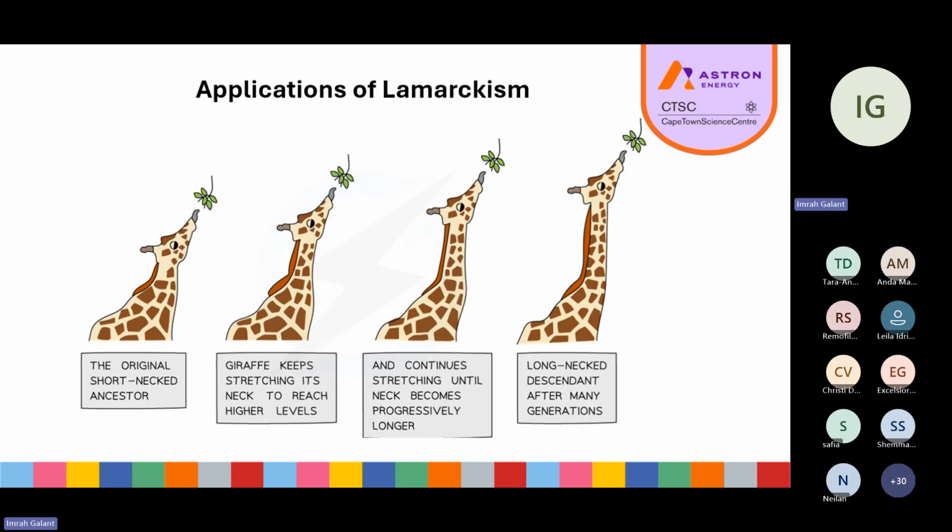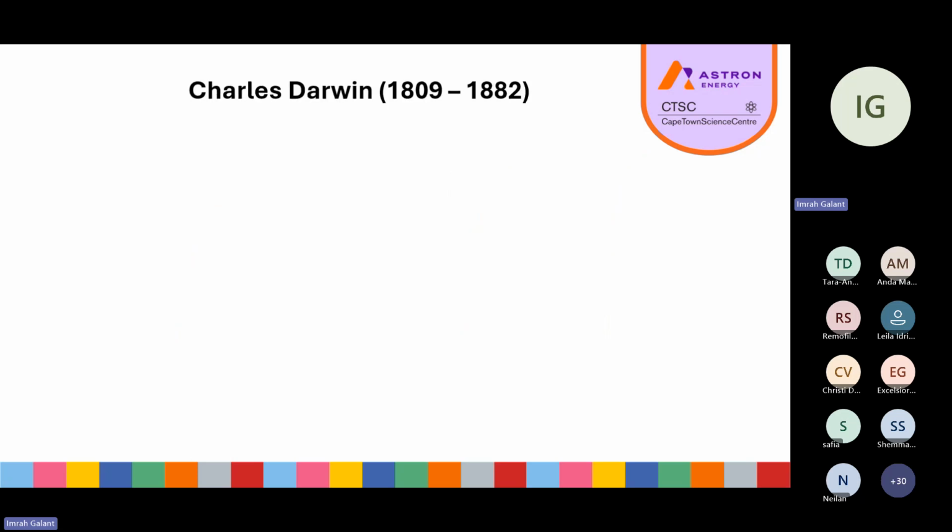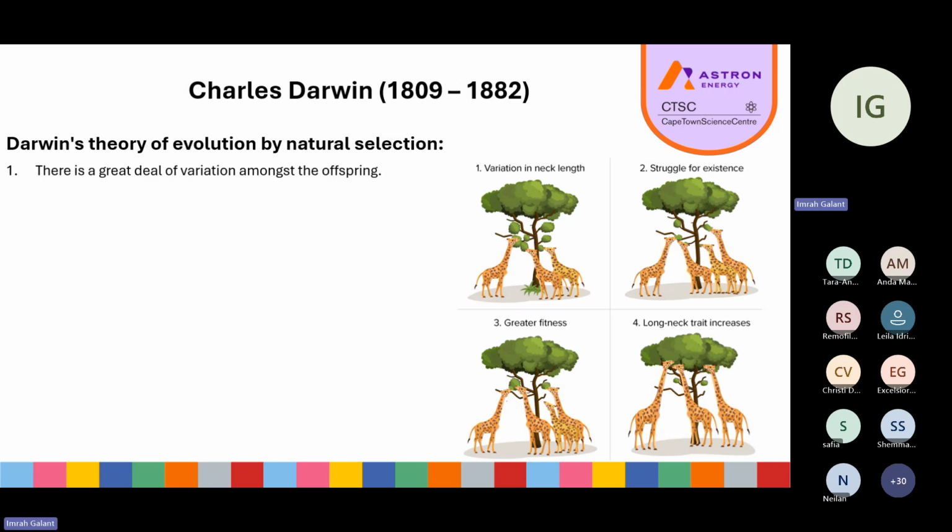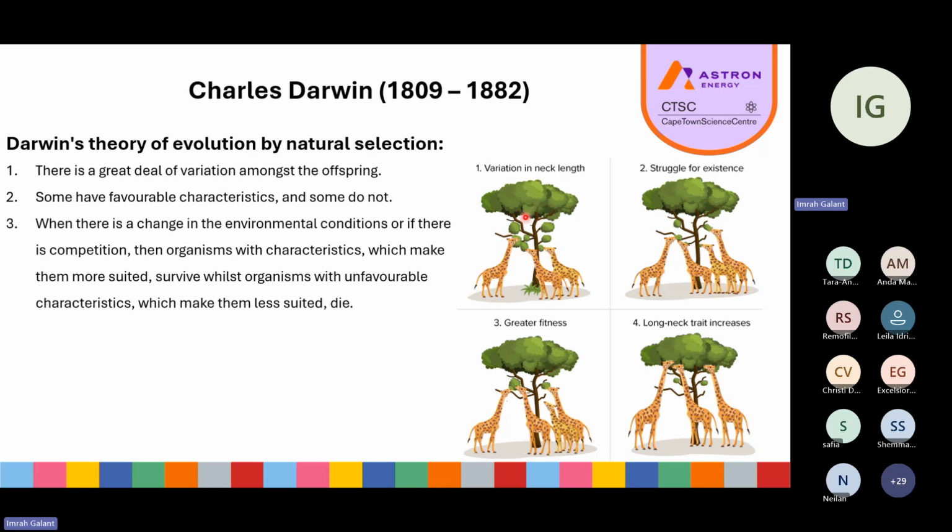But now, obviously, his theory was rejected. Let's look at Charles Darwin, whose theories were a bit more accurate. Charles Darwin's theory of evolution by natural selection. So, what did he say? He said there's a great deal of variation amongst the offspring. Some have favorable characteristics and some do not. So, some giraffes may have short necks, some may have long necks.